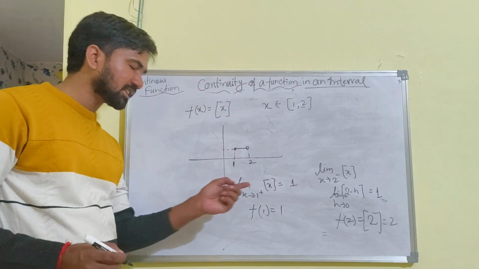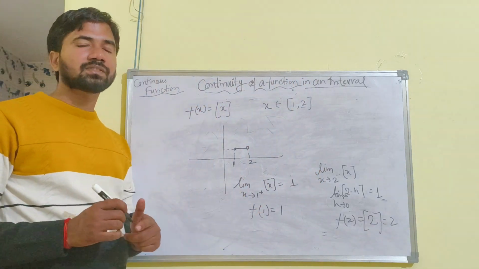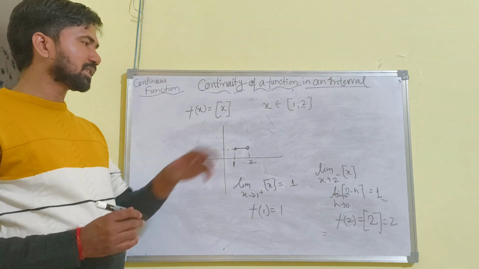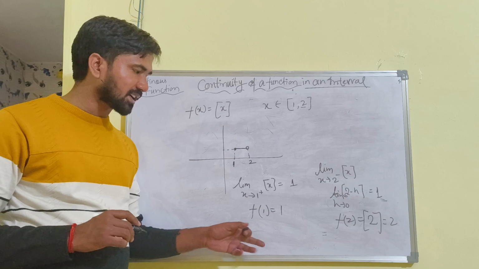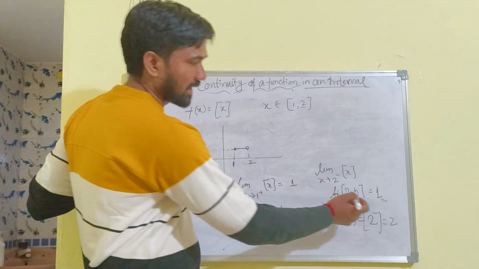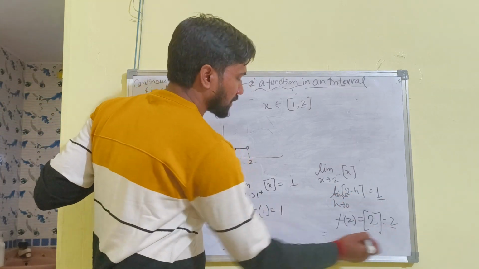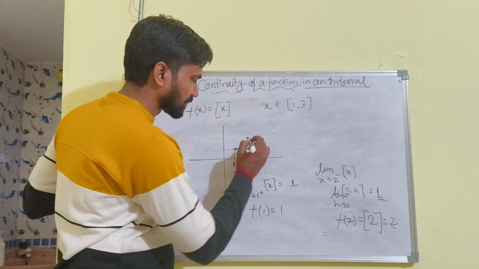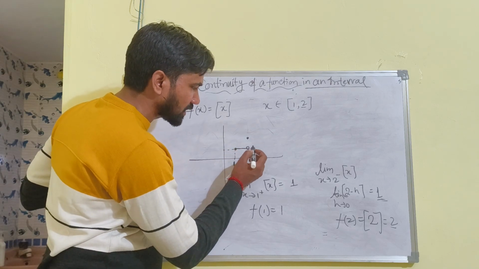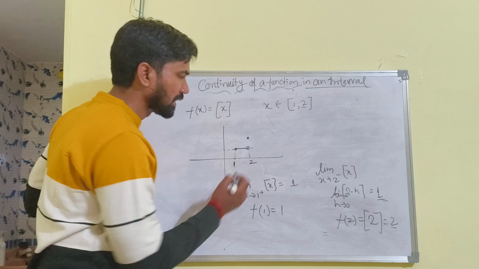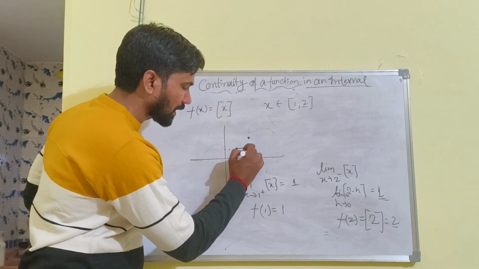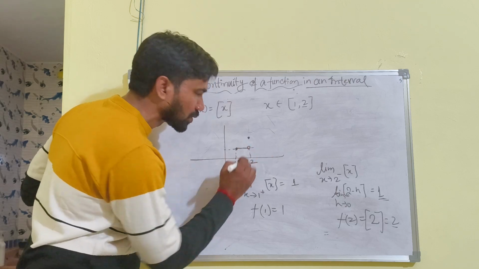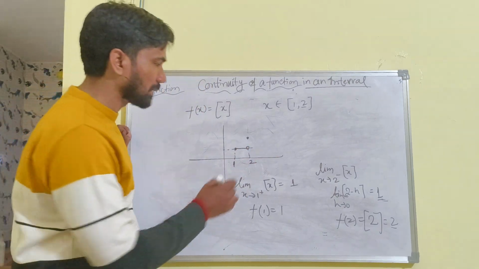See here: at x equal to 1, the limit and the value of the function both exist, so it is continuous. But at x equal to 2, the left hand limit is 1 and the value of the function is 2. The left hand limit is here, but as you go to the right you reach here. Simply, we are not able to draw the graph of this function near 2 without lifting the pen from the board.